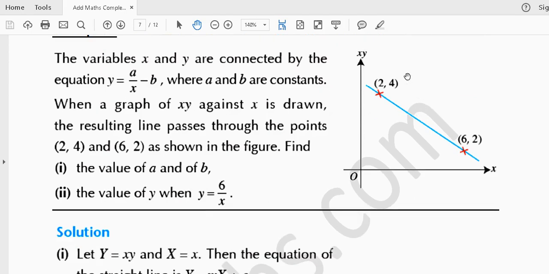Now I have taken an example where a graph is given to you and you have to express y in terms of x, or you have to find out the value of an unknown, or you have to find one value of a variable where the other is given to you. The important thing here is you see xy is on the y-axis and here x. So that's why it is saying the graph of xy against x is drawn. You should understand that this is your x, but this is not your y. This is your xy. This is the main thing.